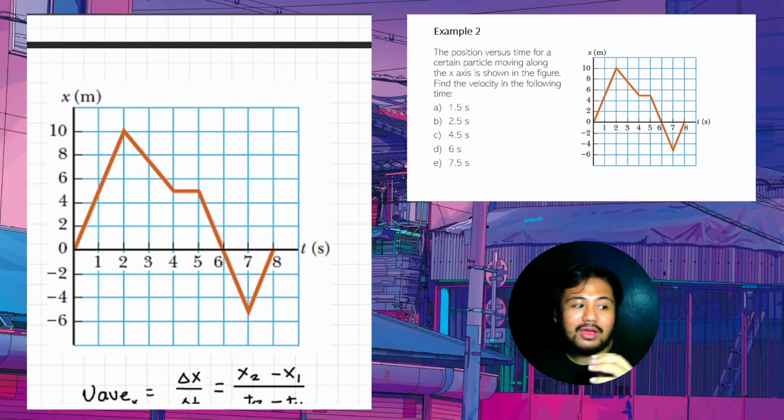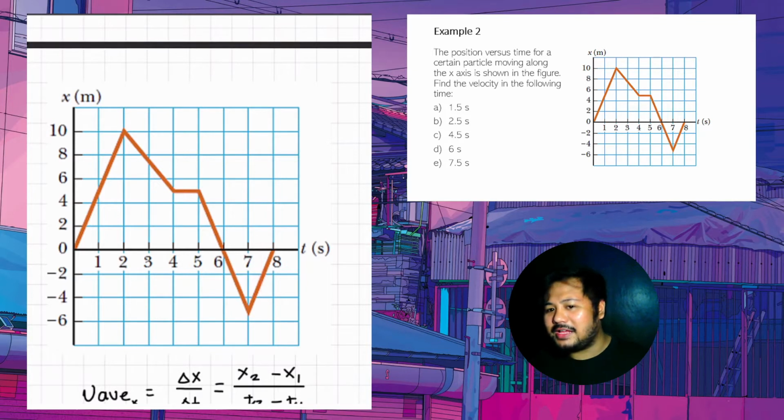Hence, the given time for our example number 2 is only at 1 point. It's very specific. So you have 1.5 seconds, 2.5 seconds, 4.5, 6 seconds, and 7.5 seconds. Okay, so if you're going to trace that one here in our graph, so you have here 1.5 somewhere here, and then you have the 2.5 seconds in between, and then you also have 4.5, 6 seconds, and 7.5 seconds.